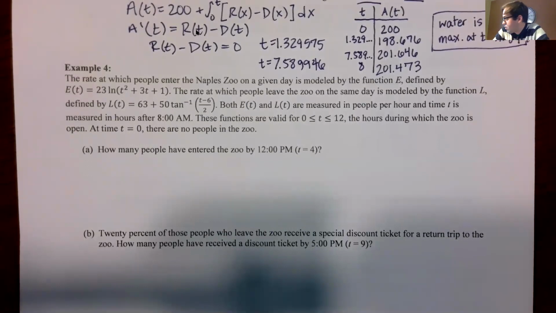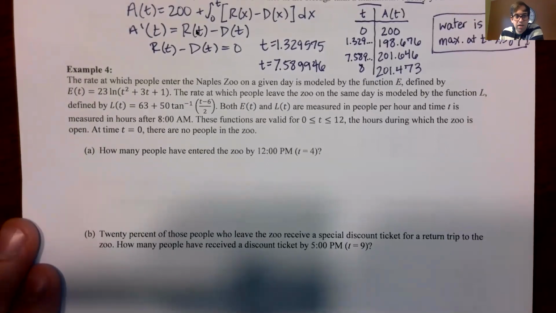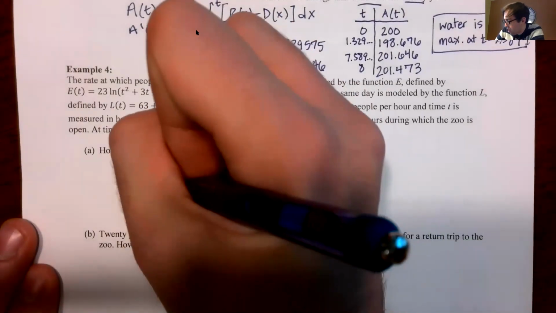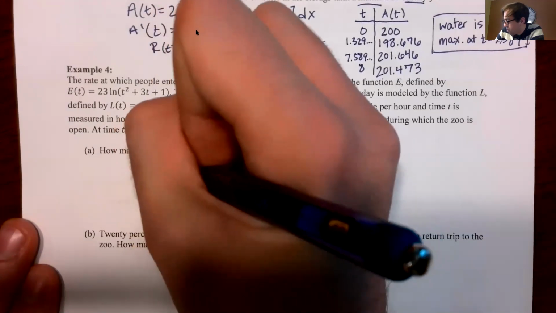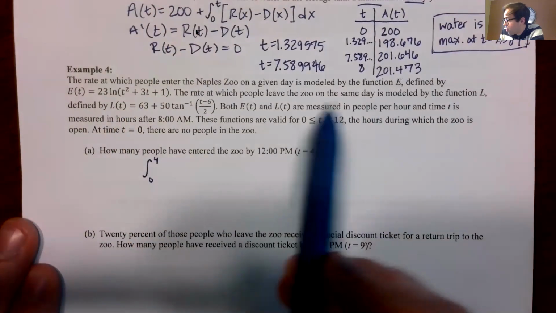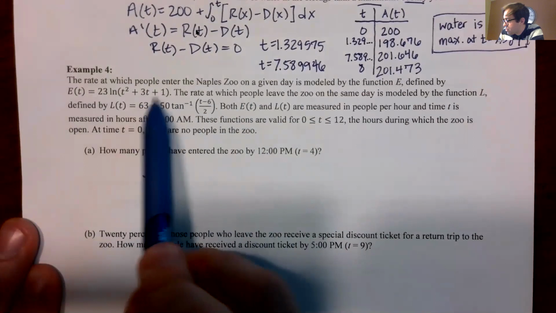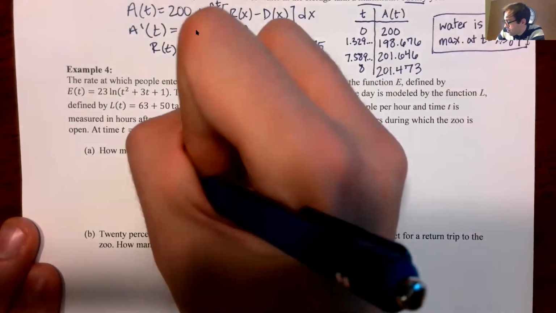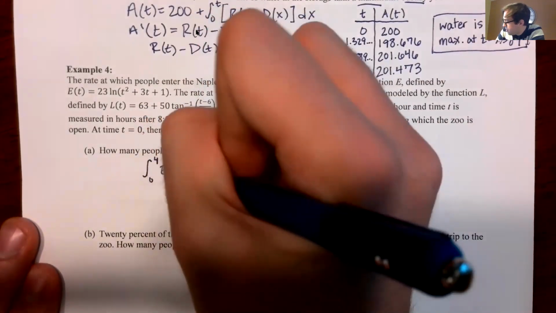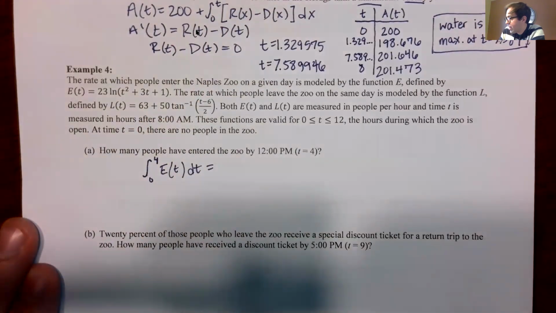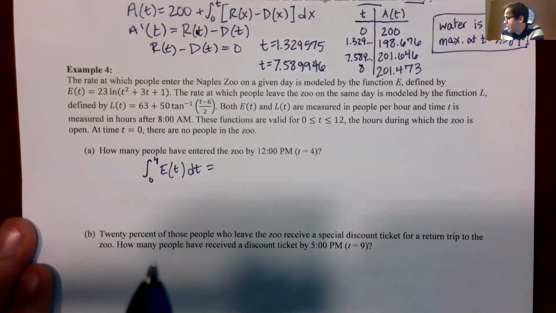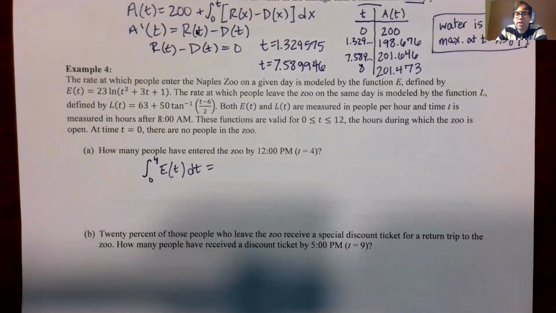All right, let's do this. Part A: how many people have entered the zoo by noon, or t equals 4? All right, this is very similar to the beginning of example 3. So we're going to set this up as an integral from 0 to 4 of our E of t, which is the rate people are entering. Okay, so what I could do is type this into my calculator. I'm going to pause right now and get that set up so that I can show it to you.